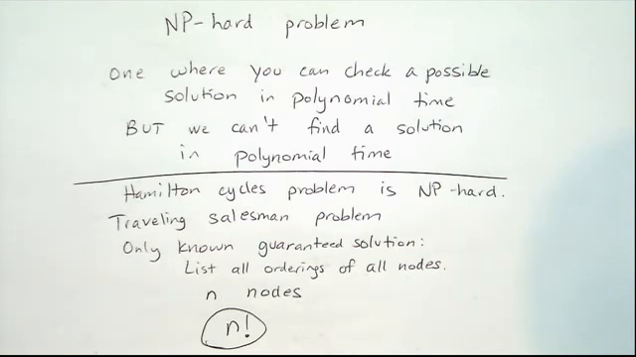And that means that given the number of nodes, there's no polynomial that will tell me a running time that is enough for me to actually check all the possible ways that we could have Hamilton cycles. So the only known guaranteed solution for Hamilton cycles is to list all possible orderings of all the nodes, and there are n factorial ways to do that, and that is never bounded by a polynomial, as we learned in the Big O section of the class.